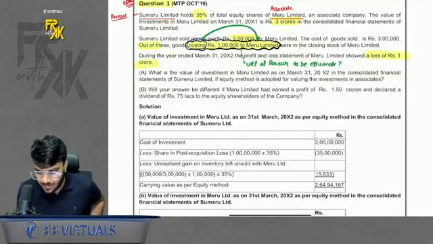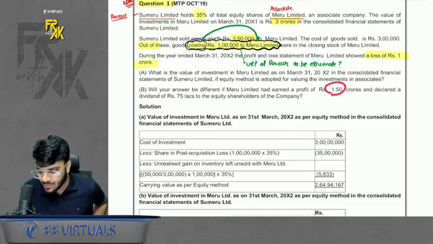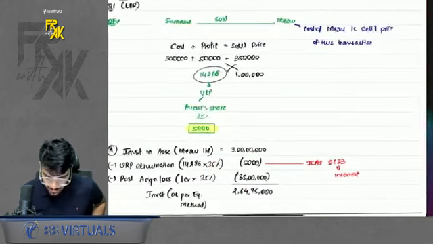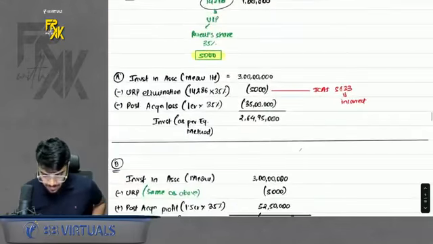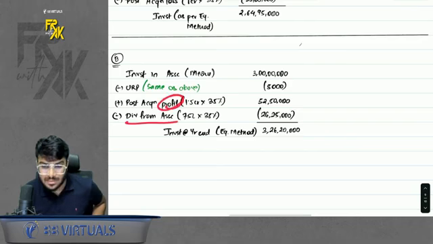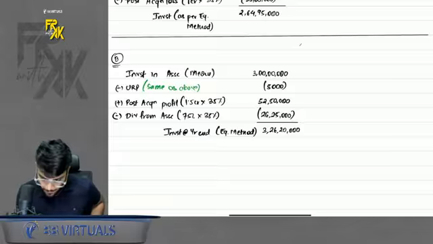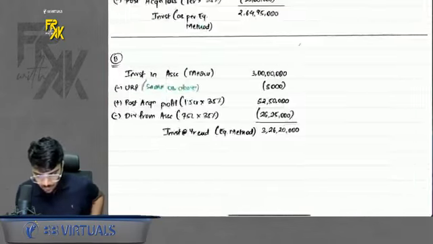The only difference here is what if there was a profit in case of loss. So if there was a profit, add the profit. And if there was a dividend, you will less it. So in the B part, instead of loss, there was a profit and less the dividend. Simple. So this was the 4 question which we did.